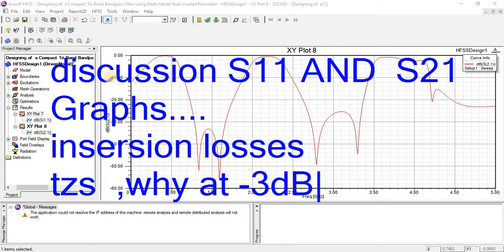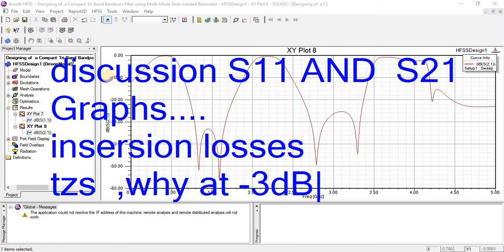Compact tri-bandpass filter. In the results, now we will discuss the S11 and S21 graphs. In a previous tutorial I have already discussed them individually. Now I will import the S21 graph and the S11 graph.